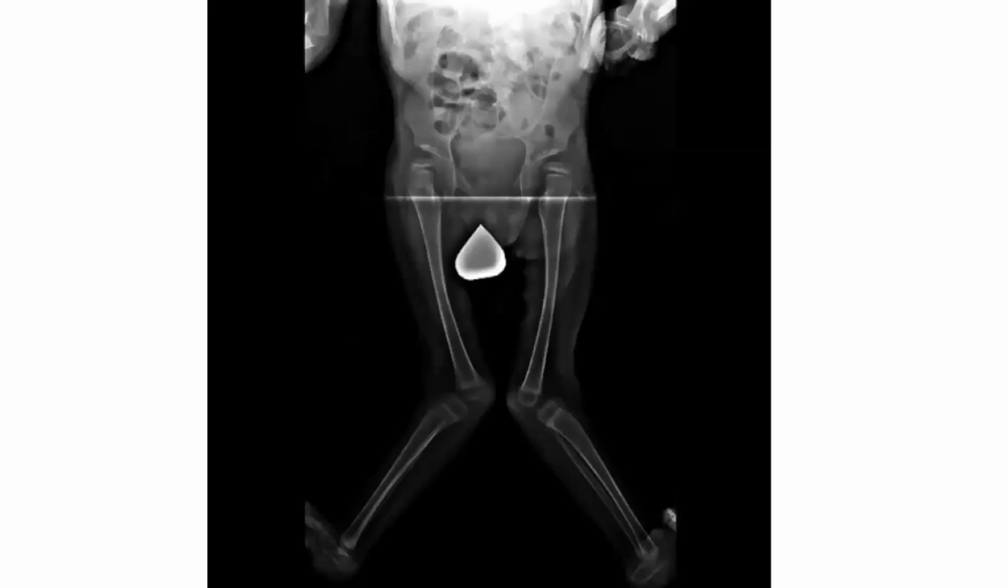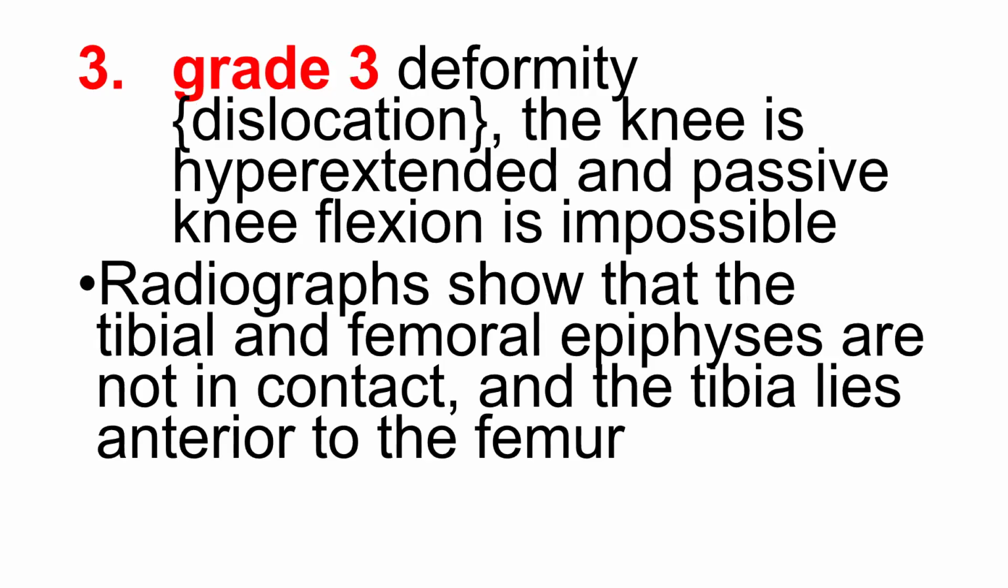This shows you a patient with anterior dislocation. I would say it's a grade 3 dislocation because both femoral condyles are present in the popliteal fossa. You can palpate them easily. In grade 3 dislocation, the knee is hyperextended and passive knee flexion is impossible. Radiographs show that the tibial and femoral epiphyses are not in contact and the tibia lies anterior to the femur.